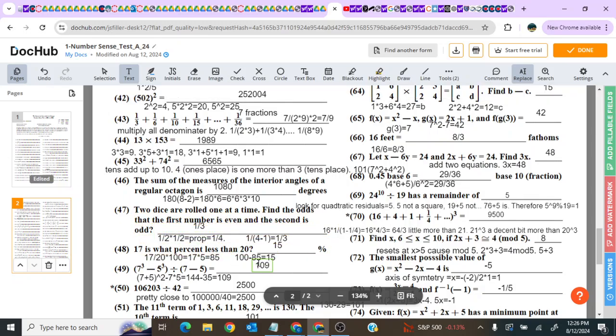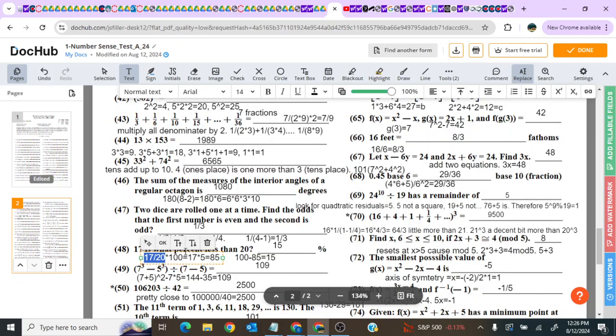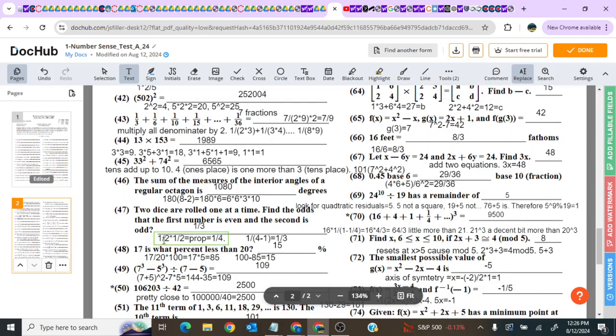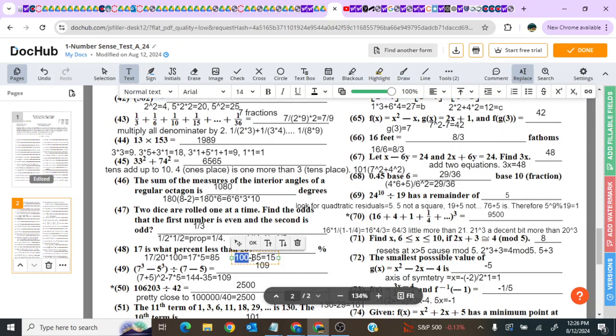17 is what percent less than 20? Well, first off, figure out what percent 17 is of 20. So divide the two and multiply by 100, and you see 17 is 85% of 20. Then once you have that, the percent less is just 100% minus that number, which is 15%.